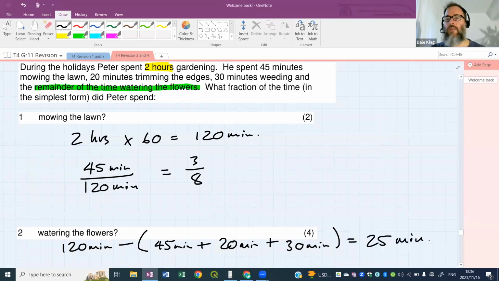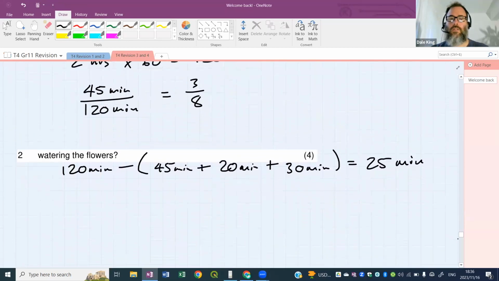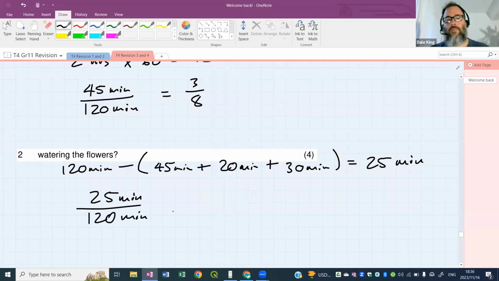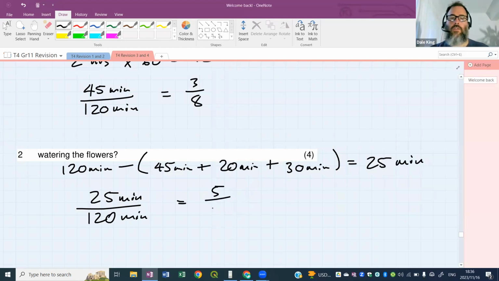Now, if they just gave you the 25 minutes, that's easy. You just throw it into the fraction. But they didn't give you the 25 minutes. They made it a little bit more complex for you, but you guys can handle it. So it's 25 minutes out of 120. Put that on our calculator. And there we go, 5 over 24.